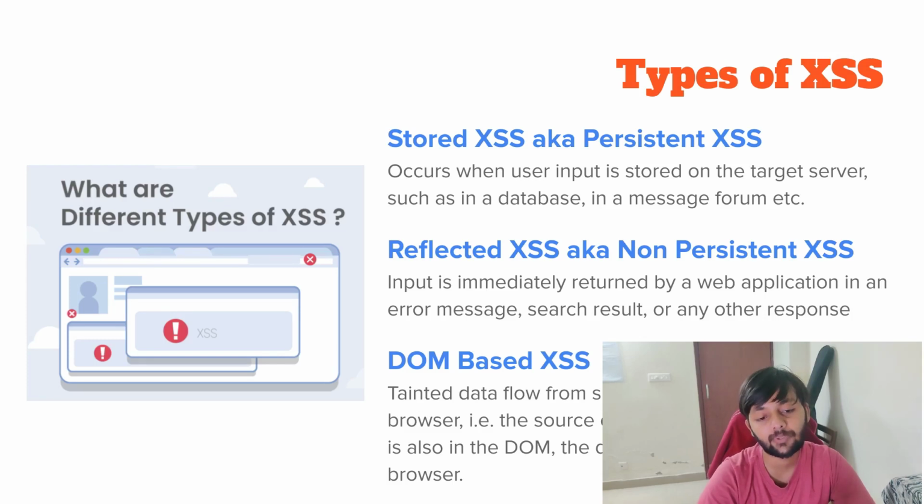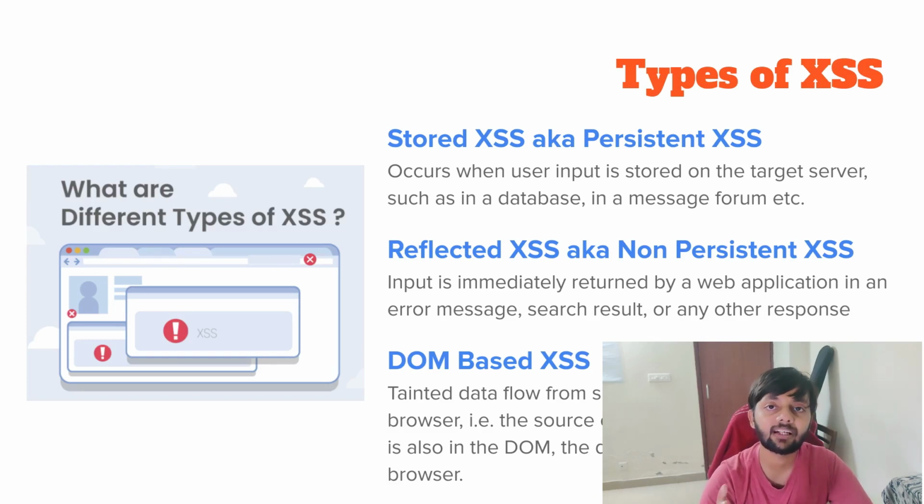An example of persistent XSS could be a forum, or maybe on Facebook. If I create a post and that post remains there, that's a stored XSS because that code is still there. Reflected XSS could be, suppose you are doing a search on Google, so that string gets reflected on the page itself, right?